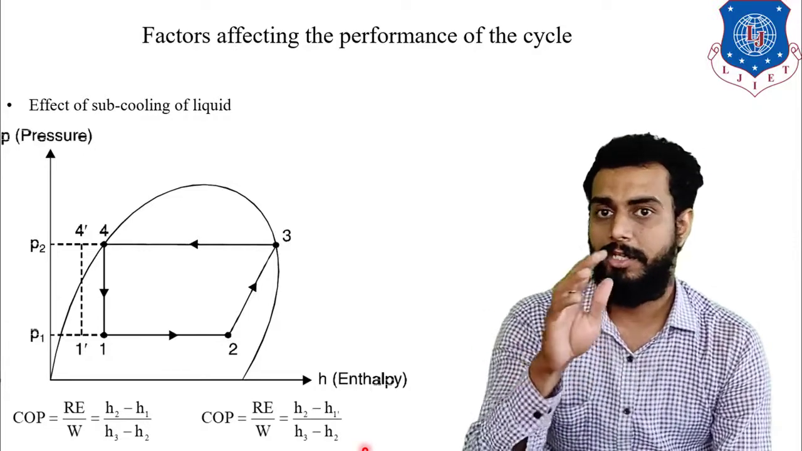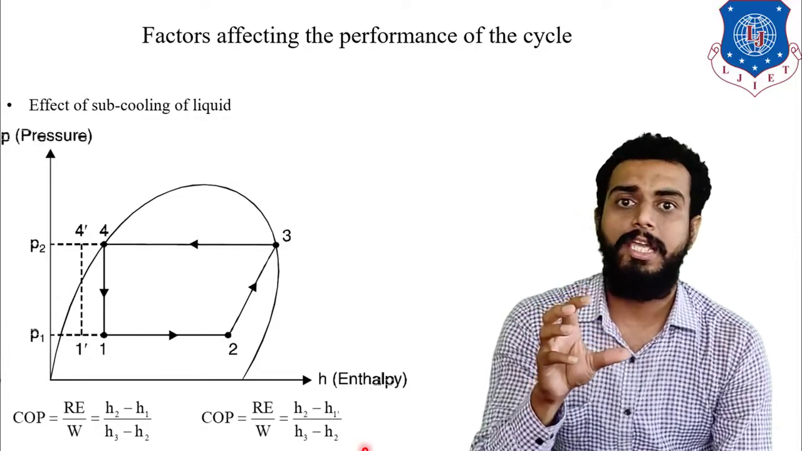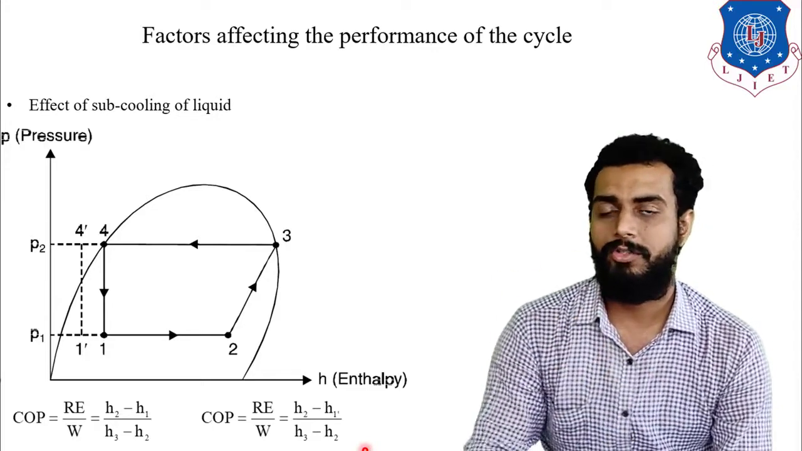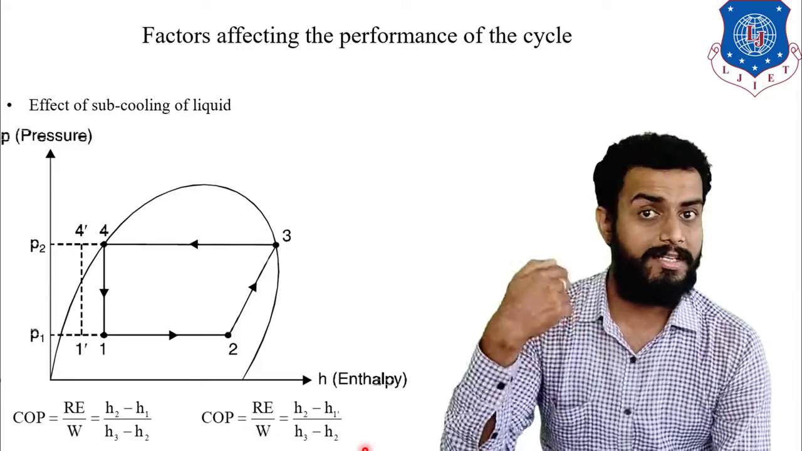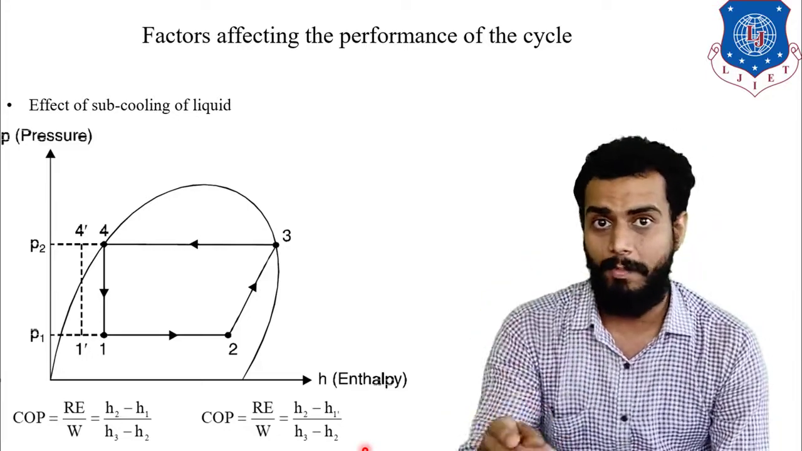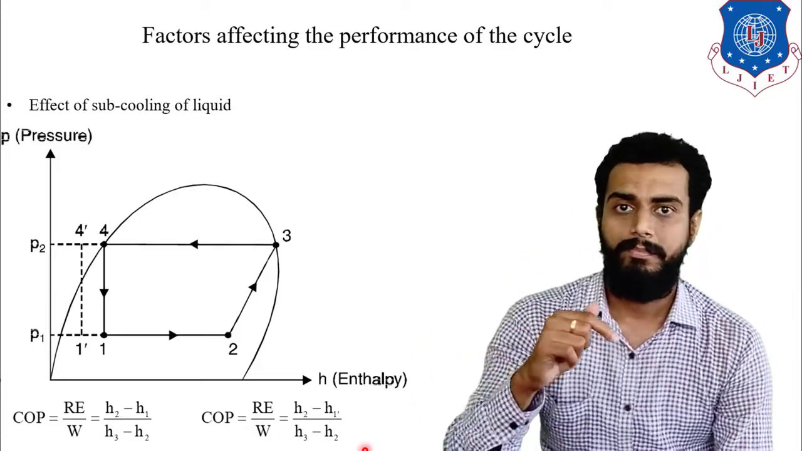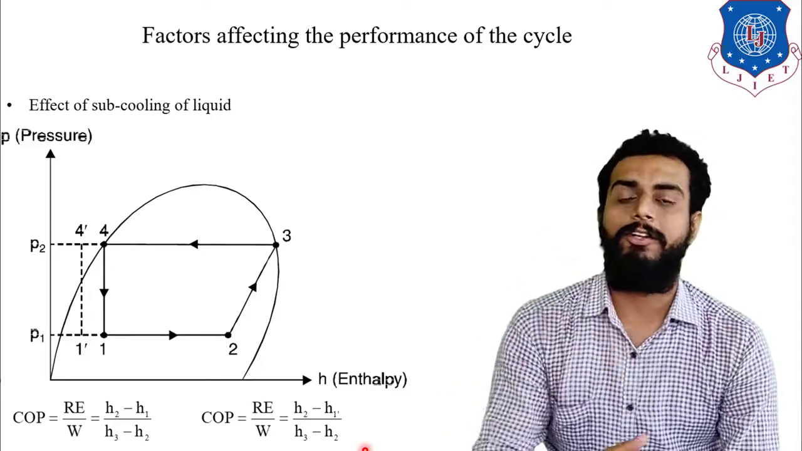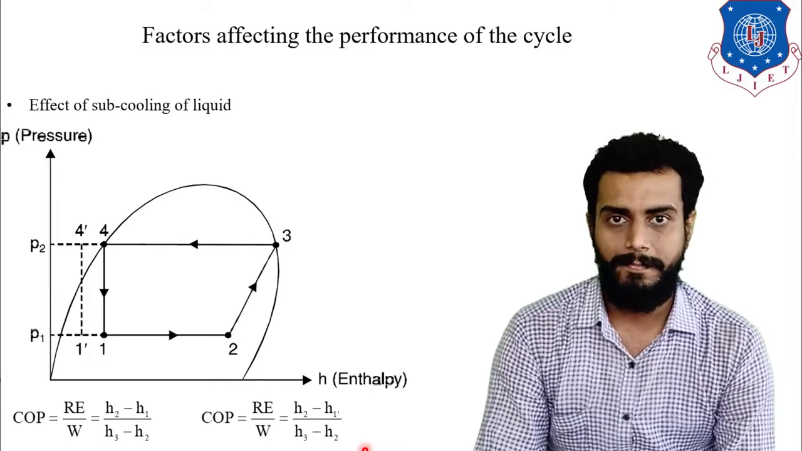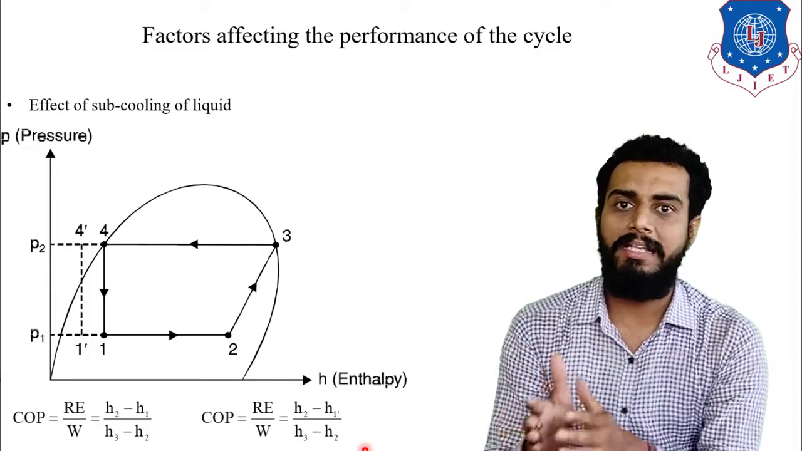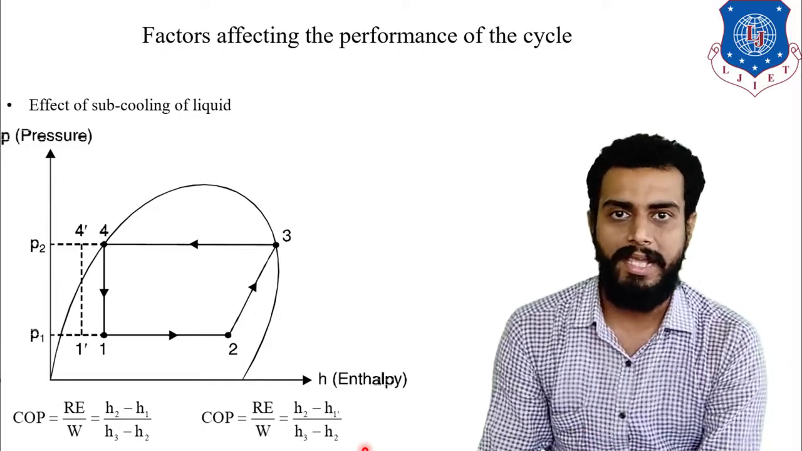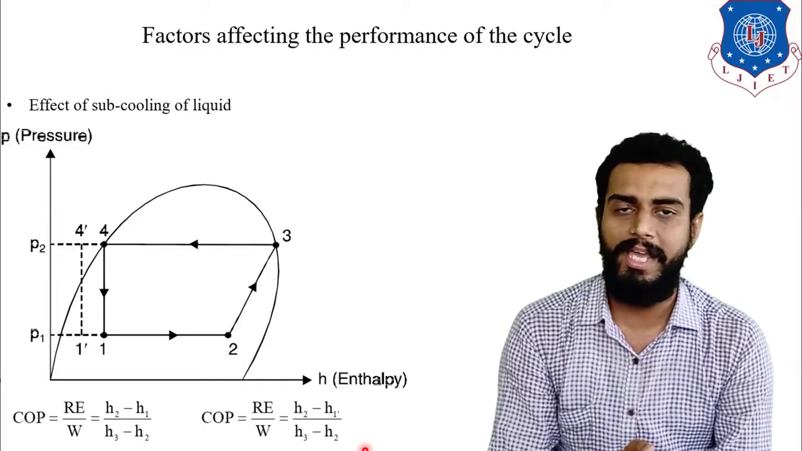So that means the numerator in the COP equation is increasing, and the denominator has the same value. So the COP will increase and the refrigeration effect will increase. That means the performance of the system shall also increase. Okay, so that is how the effect of subcooling of the liquid takes place. So these are the different factors that affect the performance of the VCR cycle. We will stop at this point today. Thank you.